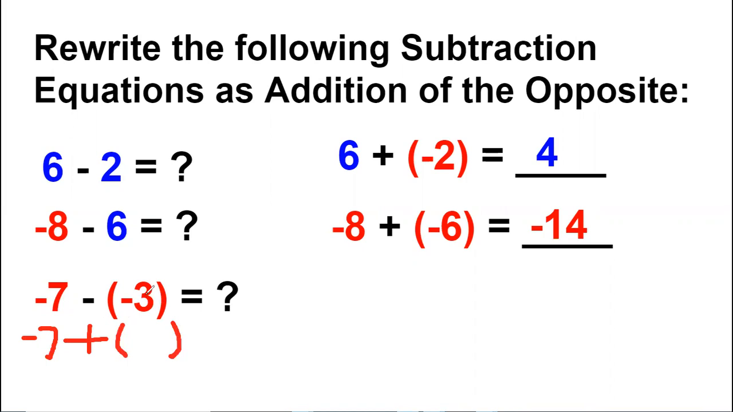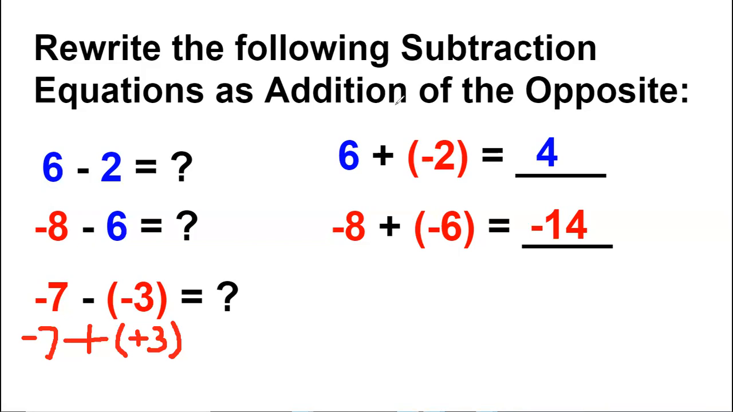What is the opposite of a negative 3? Exactly, a positive 3. We could just write 3. We don't have to put the positive sign in front of it. I'm just doing that for emphasis. So negative 7 minus negative 3 is the same as negative 7 plus positive 3. Notice how the negatives cancel each other out and become positive.